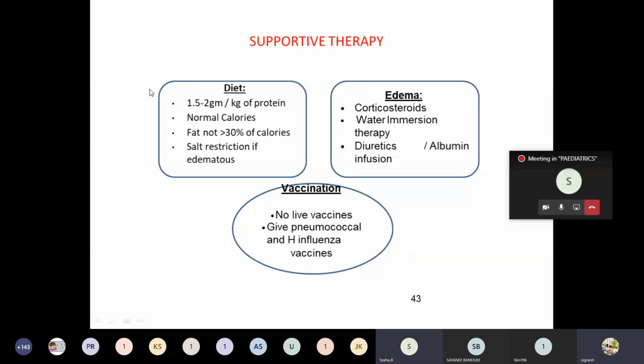If edema is there, you should use corticosteroids. Water immersion therapy, diuretic infusion, and albumin therapy also. Then you should prevent infection, because nephrotic syndrome children are immunocompromised. In such cases, you should not give live vaccines. Give pneumococcal and H influenza vaccines. As I told you, cocci will infect such children very much.